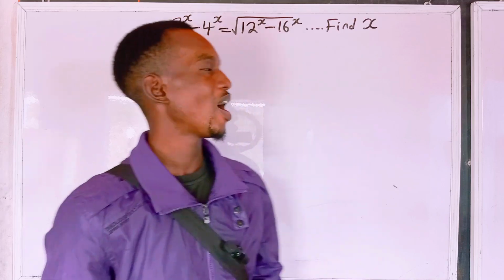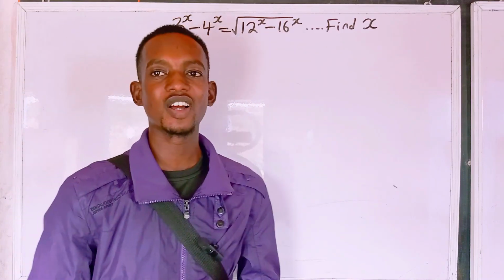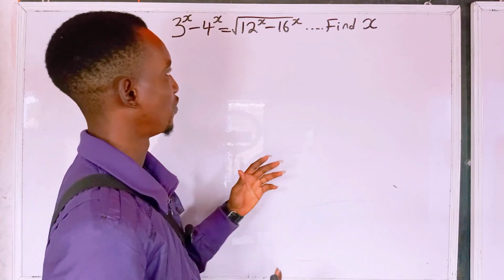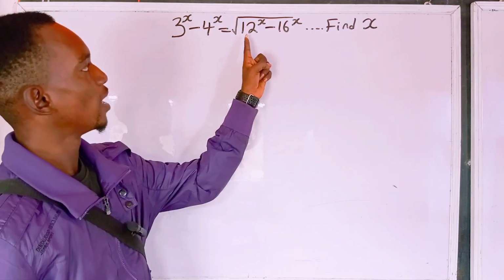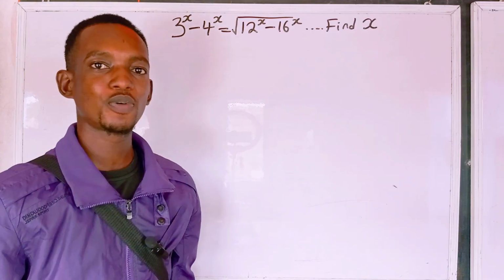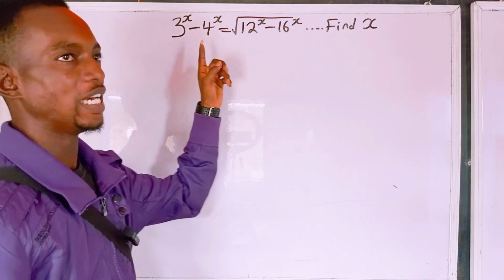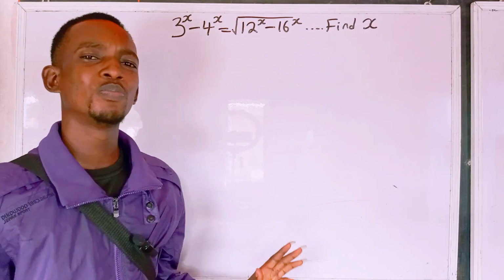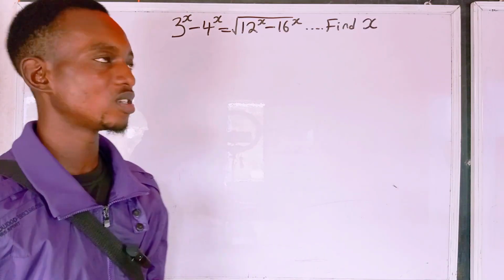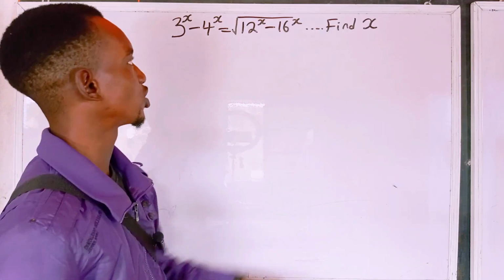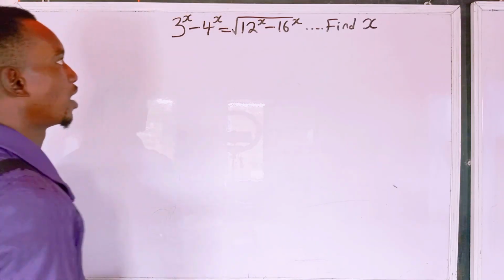Hi guys, so how can we solve this exponential equation? Now it's actually very simple because when you look at this equation, you notice that 12 and 16 can be expressed in terms of base 3 and 4. So what we're going to do is try to make sure everything looks as similar as possible. So 12 and 16, let's try to express it in terms of 3 and 4.